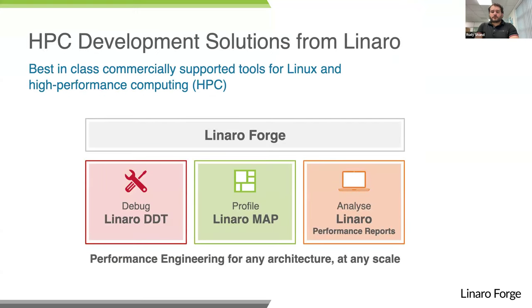Okay, so to start off with, it's a good idea to start off with what Forge actually is and where DDT, MAP and Performance Reports fit into that. So Forge is the HPC development solution from Linaro, and that's kind of like the umbrella term. And underneath there is DDT, which is the highly scalable parallel debugger, which is able to debug anything from single process all the way to hundreds of thousands of processes.